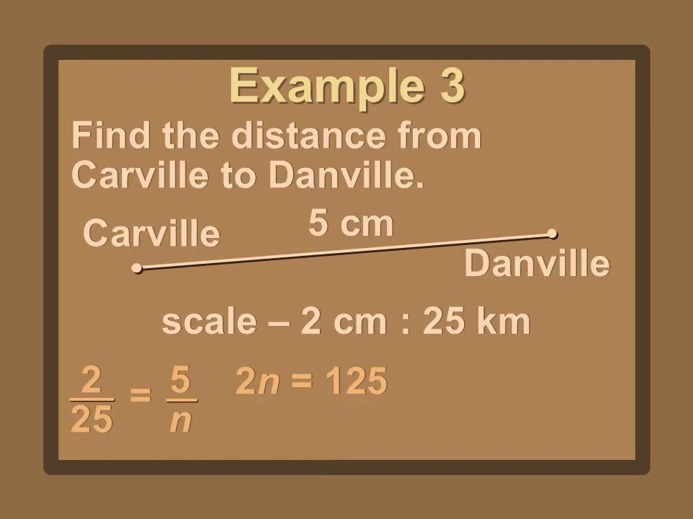So we cross multiply, 2n is equal to 5 times 25. 5 times 25 is 125. Solve for n by dividing both sides by 2. And we get n is equal to 62.5 kilometers. So you could have your answer as 125 divided by 2. However, if you were to divide 125 by 2, you would get 62.5.